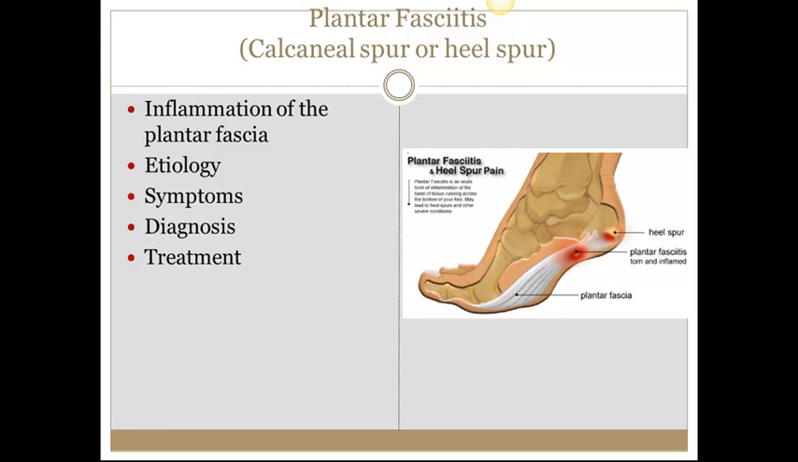Treatment for plantar fasciitis is rest, ice, analgesics, and anti-inflammatory medications. Sometimes a walking boot will be helpful, orthotics, and surgery to remove the spur if there is a heel spur.